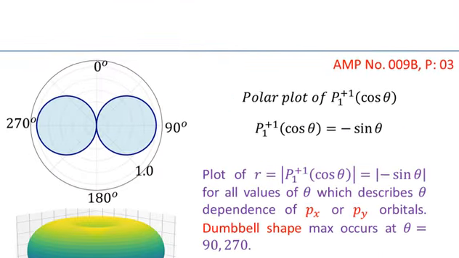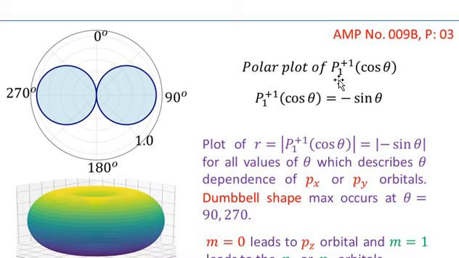So let's move to the next case. Here we have the polar plot of P1 and plus 1. So the subscript L is equal to 1 and the superscript M is equal to plus 1. If you substitute L is equal to 1 and M is equal to plus 1 in the formula on the previous slide, you will find that the associated Legendre polynomial P1 plus 1 as a function of cos of theta will be equal to minus sine of theta.